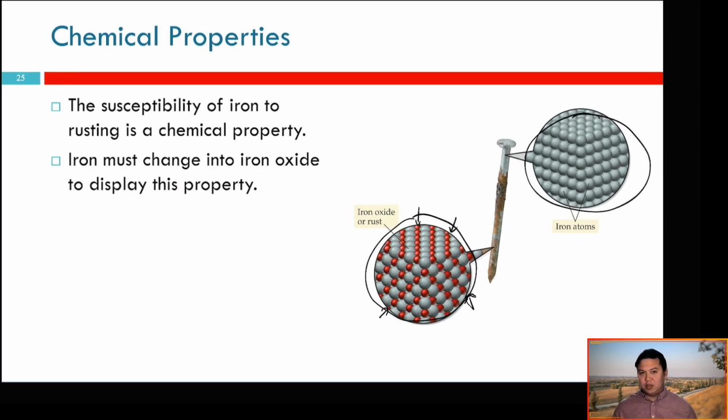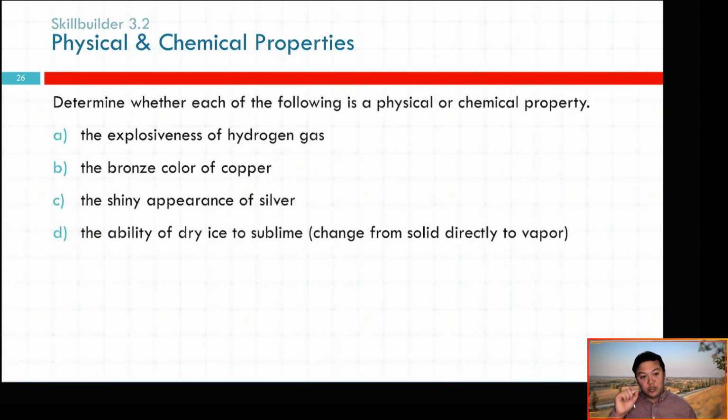Understanding the difference between chemical and physical properties really requires an understanding of what's going on below the surface. Kind of the difference between a theory and a law, right? You have to understand why it's happening. That's the most surefire way to get those questions right. So let's look at these examples on the Skillbuilder. The explosiveness of hydrogen gas, is that a chemical or a physical property? Chemical, right? We're changing that hydrogen gas. We're combining it with oxygen, and it's becoming water.